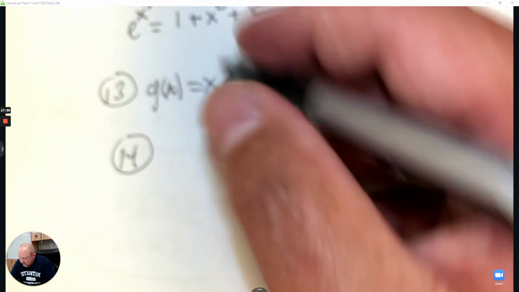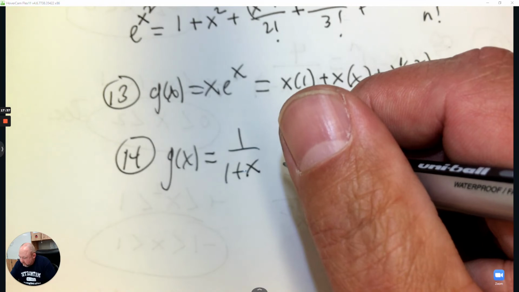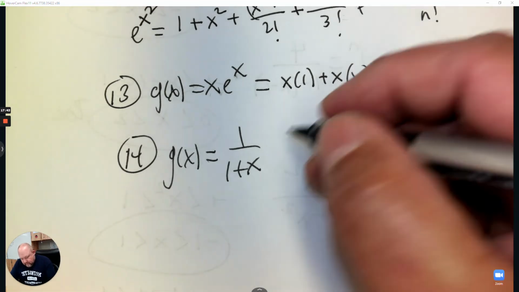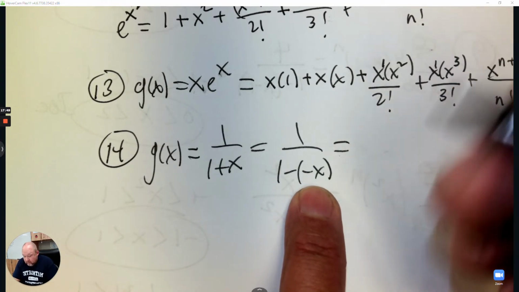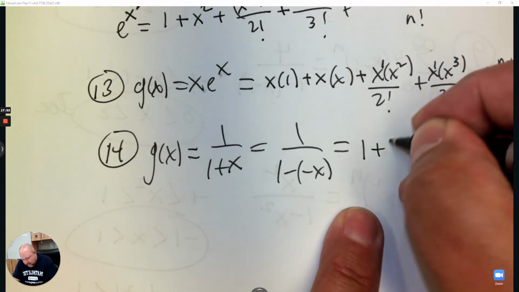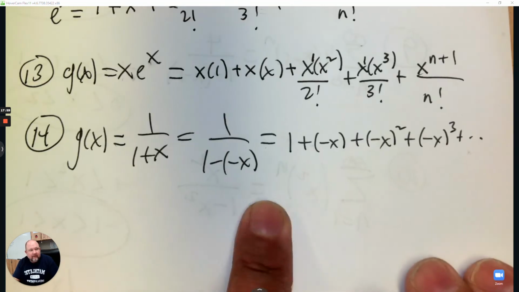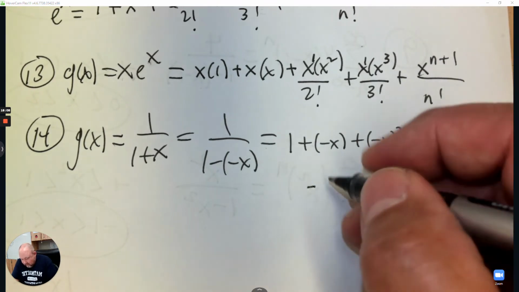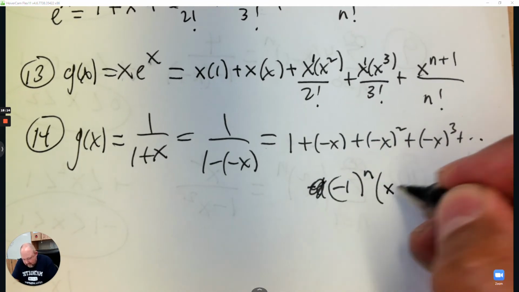Find a geometric power series and then show 4 terms in the general term. So this is the same as this. And then with negative x, we use what we did at the beginning, which is 1 plus negative x squared plus negative x cubed plus and so on. And that's what it looks like. What's the general term look like? It's alternating. So it needs a negative 1 to the n, and then it's just x to the n.